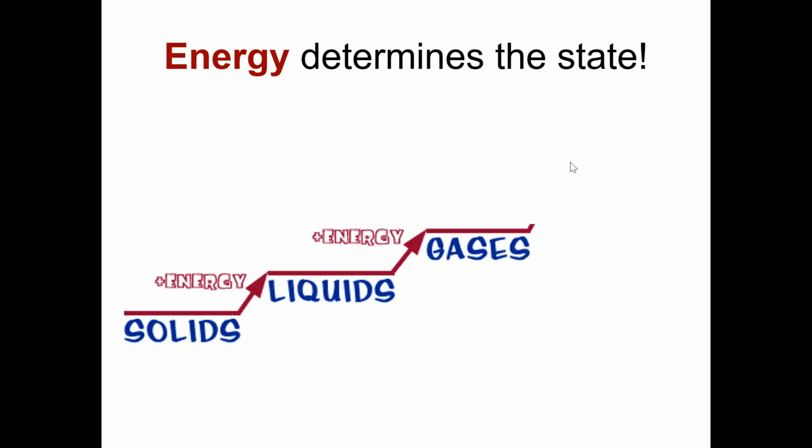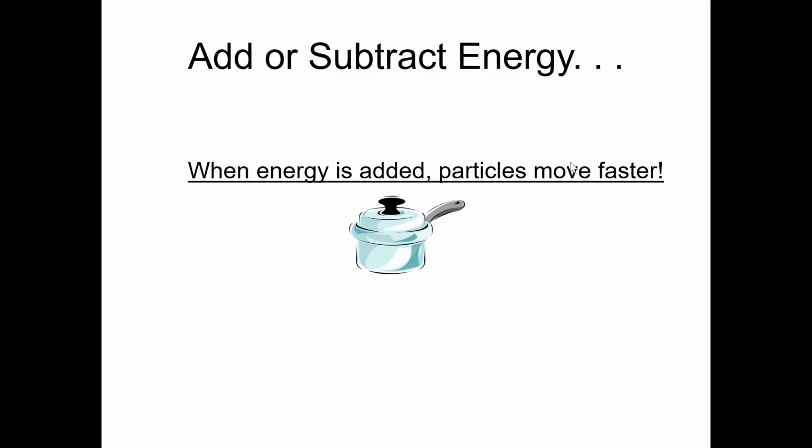So if I have a solid and I add energy, like I heat it up, it's going to become a liquid. It's going to melt. And if I take that liquid and I add energy, it's going to become a gas. It's going to boil or evaporate. The energy, when added to the particles, makes them move faster. If solids have the lowest amount of energy, when we add energy to turn into a liquid, the molecules move faster as a liquid than they do as a solid.